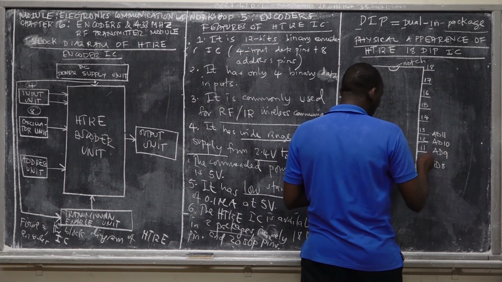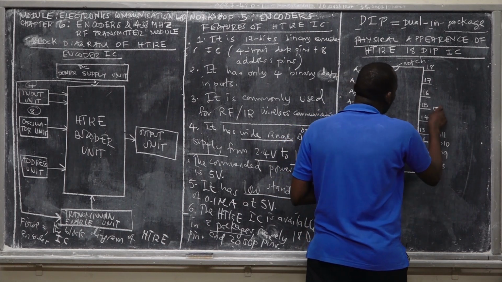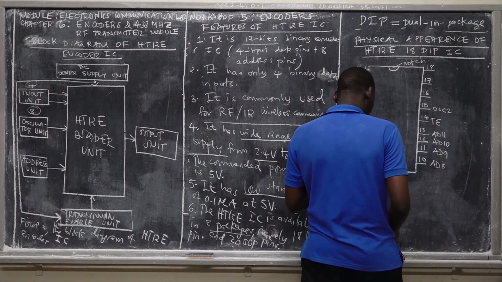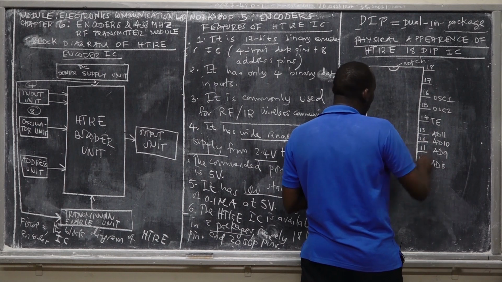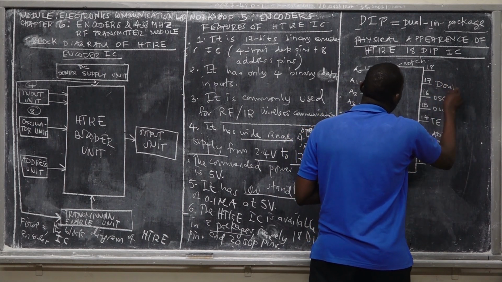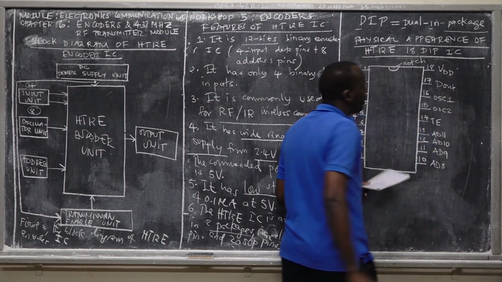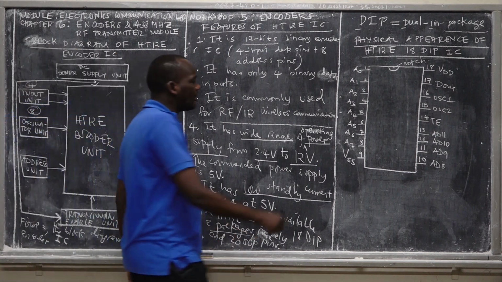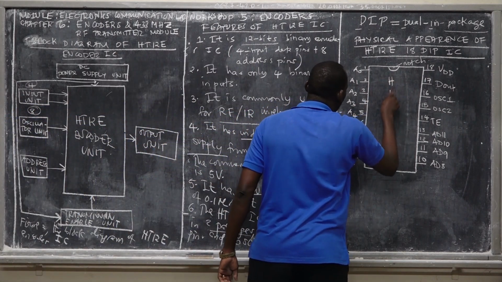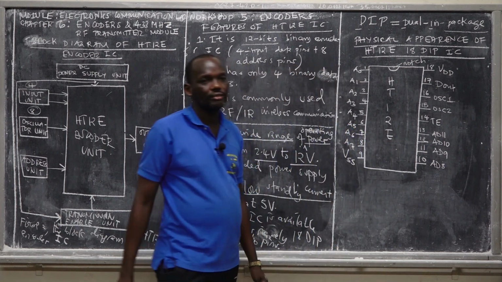AD11. Then we have TE, and there's another pin name called oscillator 2. This one is called oscillator 1. This one is called D out, and this one is called VDD. Those are the pin names for the HT12. And here we have the HT12E encoder.